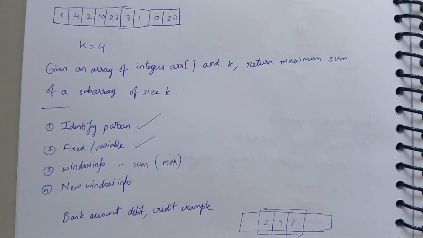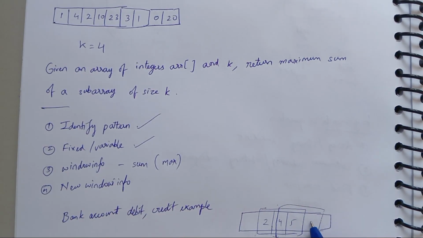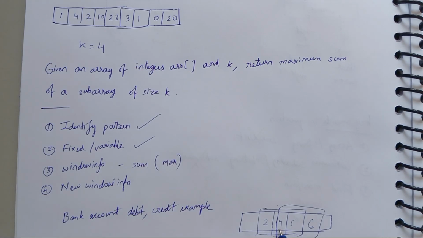But if we calculate all the subarrays, we are doing the same calculation multiple times. Like for adding these 2, 4, 5, we did a sum, and if we slide this and get 6 here, again here we are adding 4, 5 and 6, so we are doing the same step two times, that is we added 4 and 5 two times. So instead of this, we subtract the previous element and we add the next element.